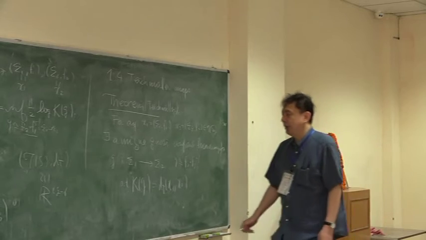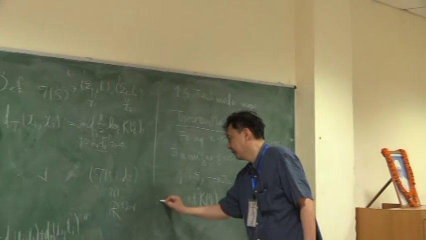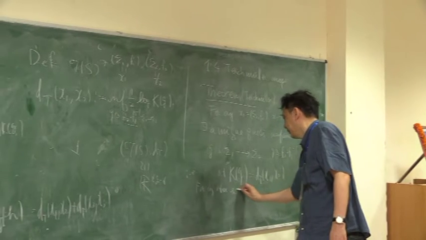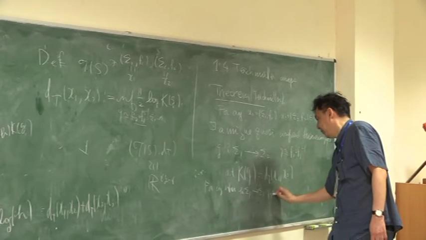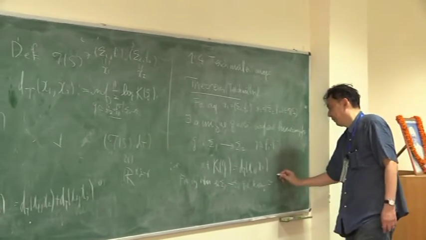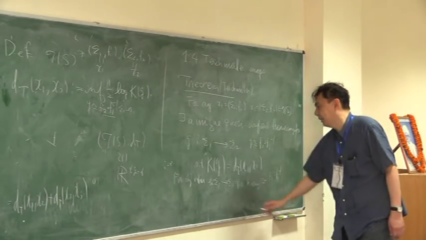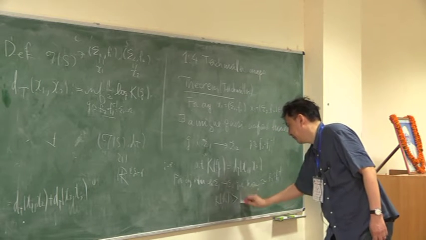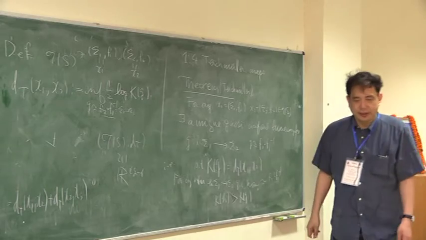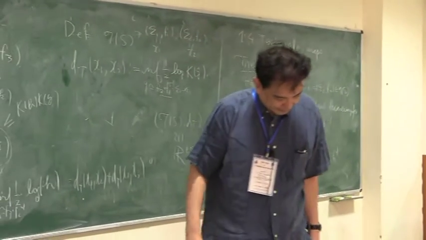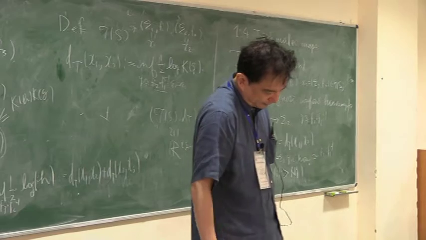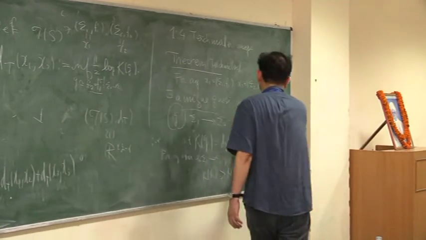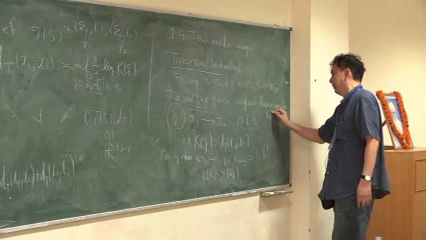So in other words, for any other quasi-conformal homeomorphism H, homotopic to H2 by H1 inverse, the KH must be larger than KG. So this map is called the Teichmüller map.